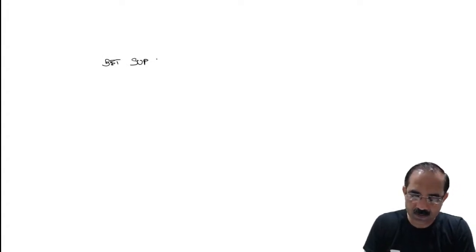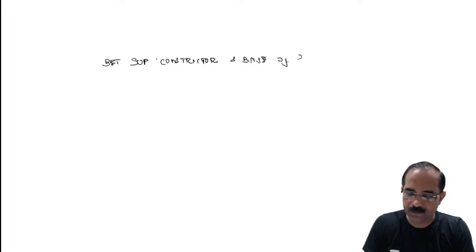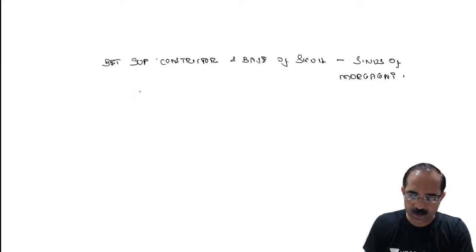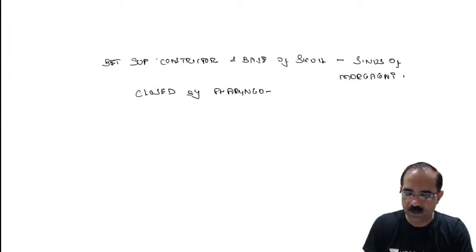I'll just tell you this. Between the superior constrictor and the base of skull, this is what we call the sinus of Morgagni. It is closed by the pharyngobasilar fascia.